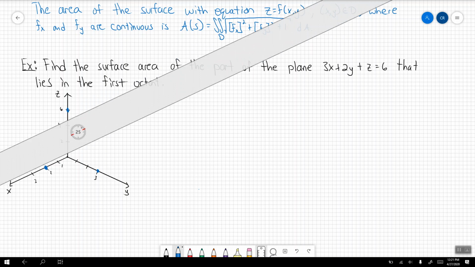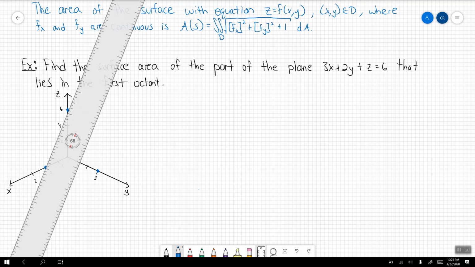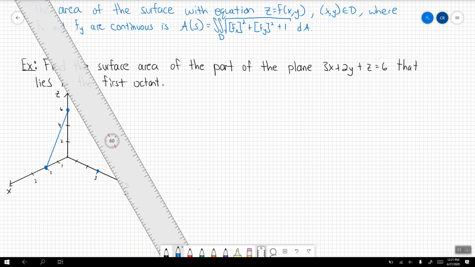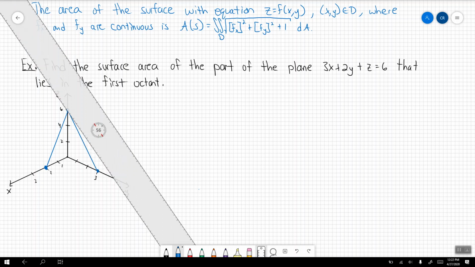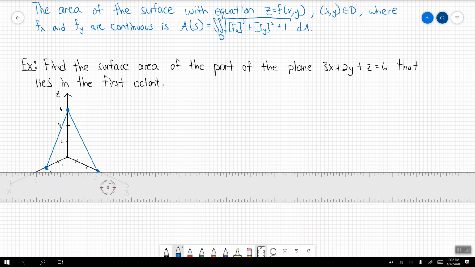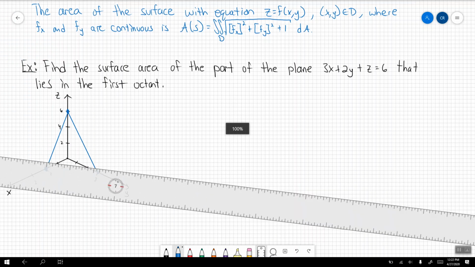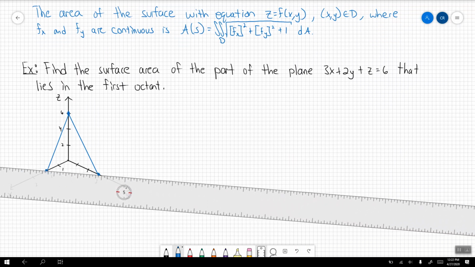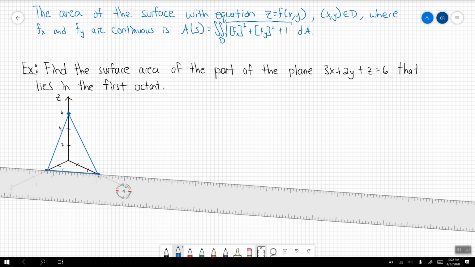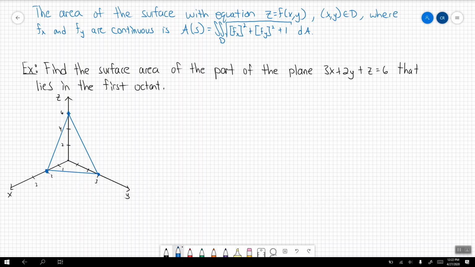And so here is the surface that I'm looking at. It's going to look like this. Let's bring it back down this way. Perfect. So here's the surface that I'm looking at right in here. Again, it's only the surface made by this plane.